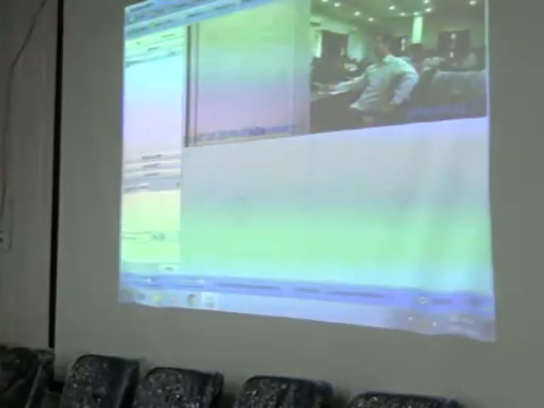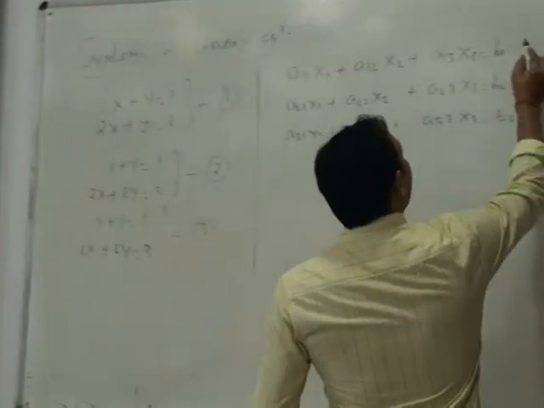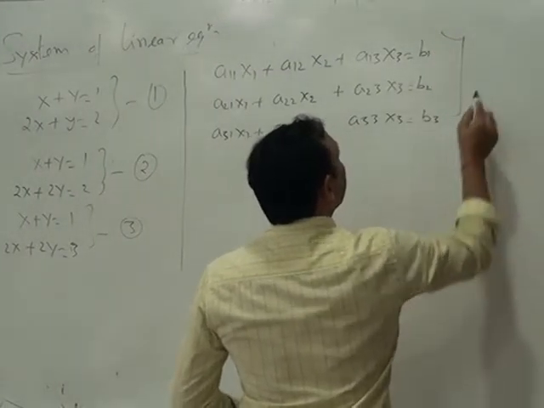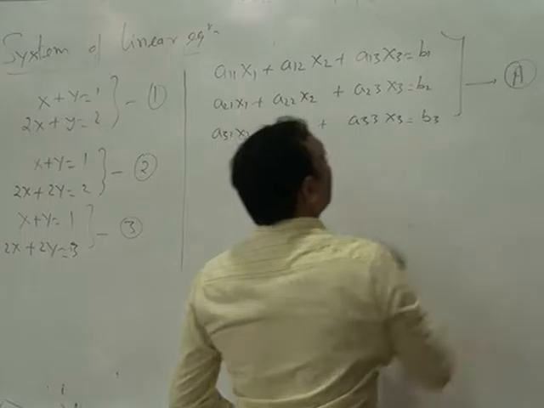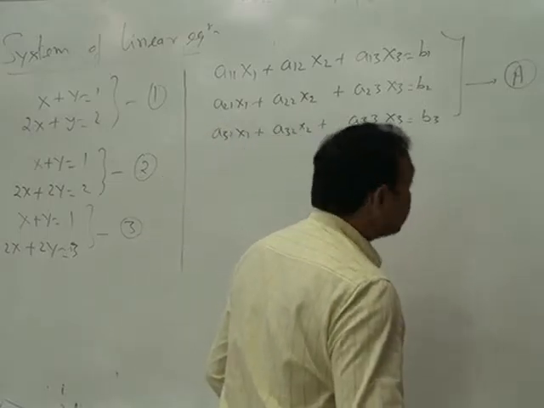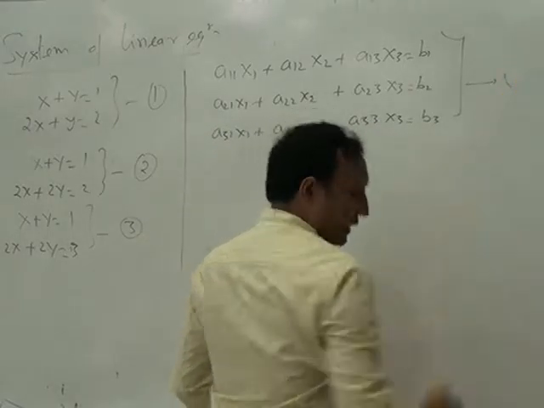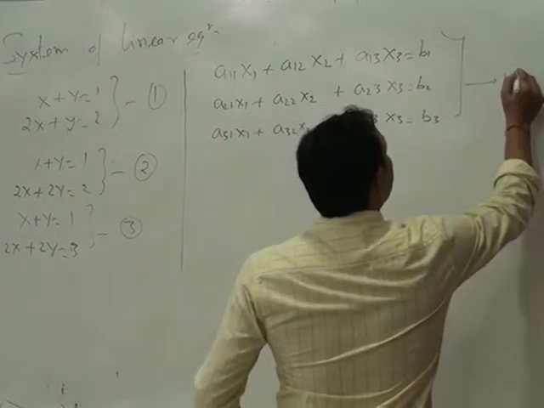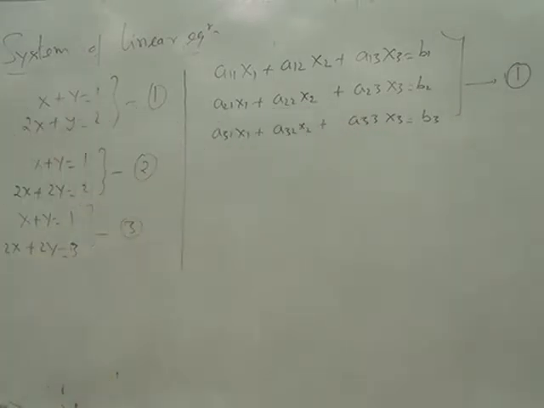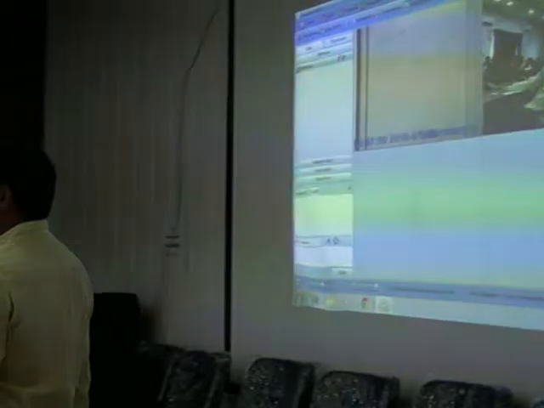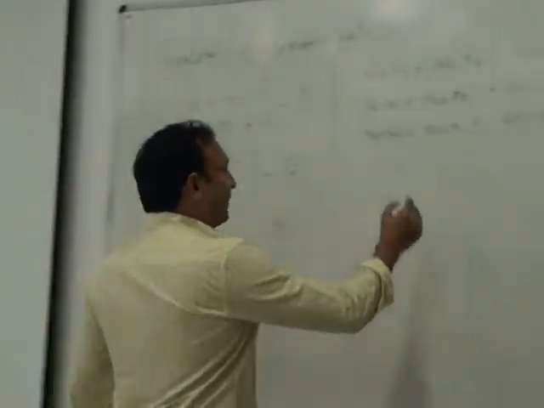So let us solve this system A. This is the system. I want to solve this. Solving means I try to find real numbers x1, x2, x3 such that they satisfy these three equations. I may rewrite this in a different form.